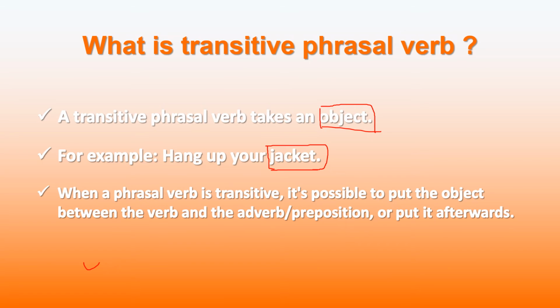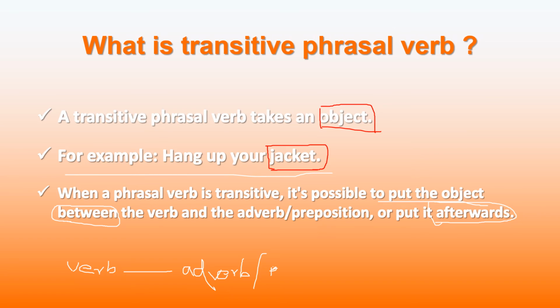between the verb and the adverb or preposition. I'm going to write P, and I'm not going to write, or put it afterwards. Okay, they gave us two options, which is to put the object between, or put it afterwards. So in this example, where was the object kept? It is afterwards, so it forms the second one.